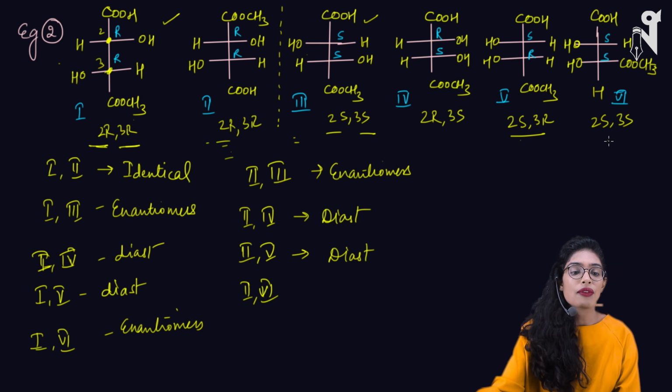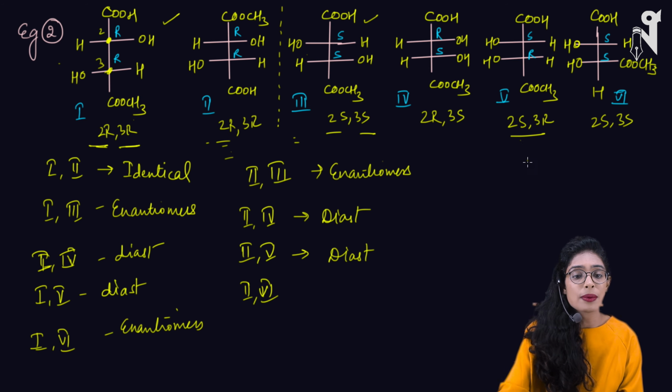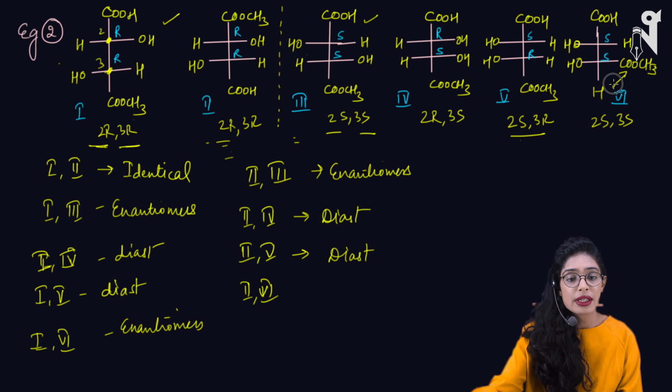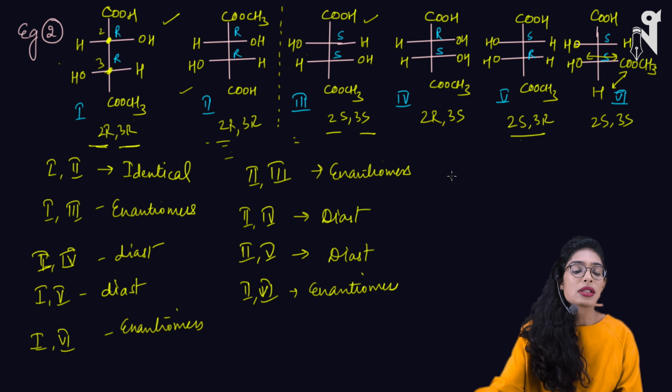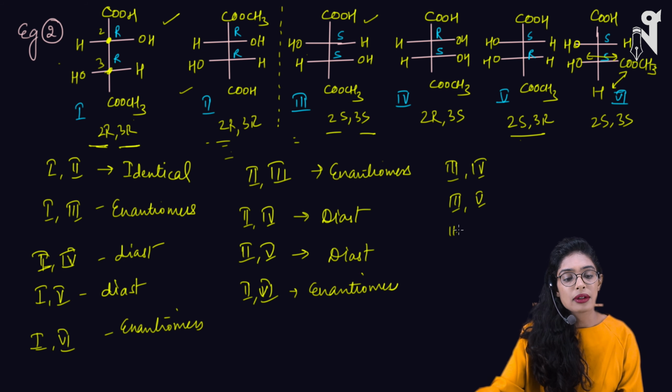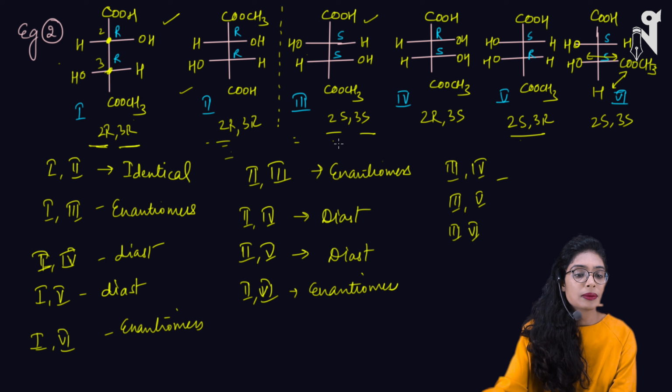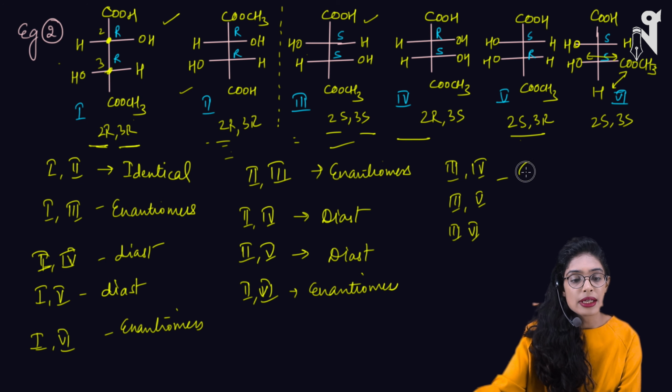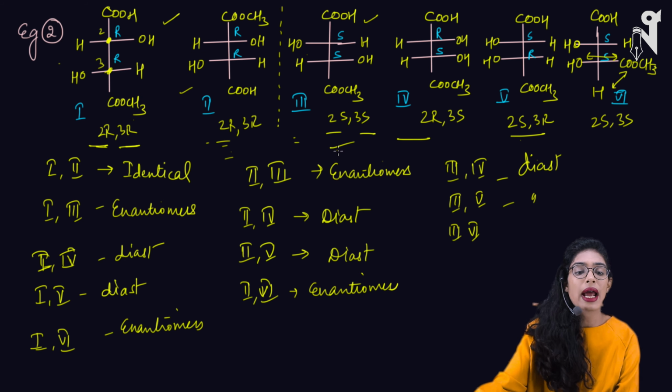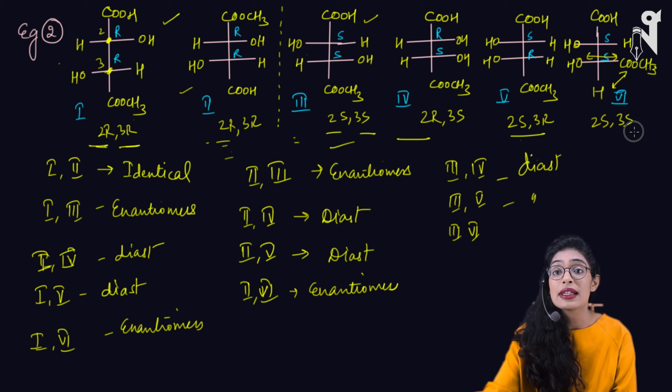Second and sixth, the configuration is completely opposite, but are they mirror images of each other? The configuration is exactly opposite, and if I do a double switch, one is here and one is here, I'll get a mirror image of this molecule. I'll get the molecule which will be the mirror image of the second one, and hence these will be enantiomers. Now let's talk about the third one with fourth, third with fifth, and third with sixth. The third and fourth have random configurations, diastereomers. Third and fifth, the configuration again random, diastereomers. Third and sixth configuration is exactly the same and hence identical.